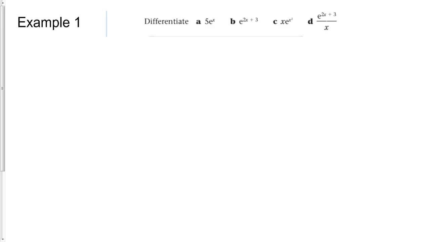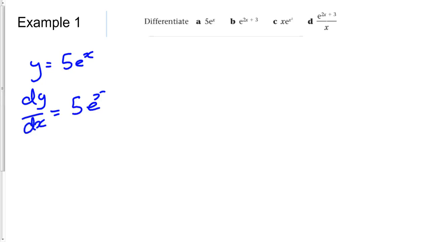So if you have a look at these examples, we've got 5e to the x. So if we've got y equals 5e to the x, differentiate that, dy by dx, 5e to the x. If we differentiate the x, that becomes 1. So if we then bring the 1 down, that just remains as 5e to the x. So that's the answer for that one. Next one.